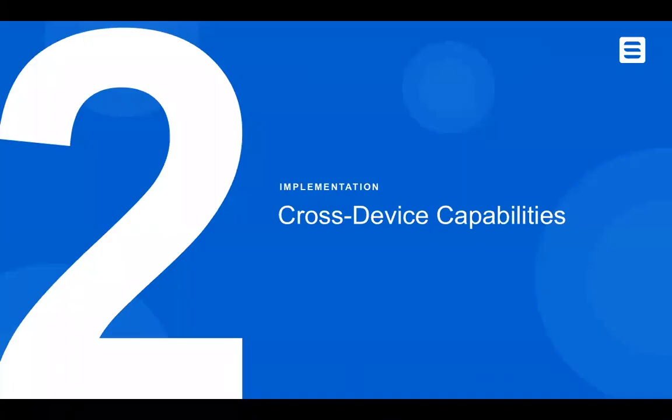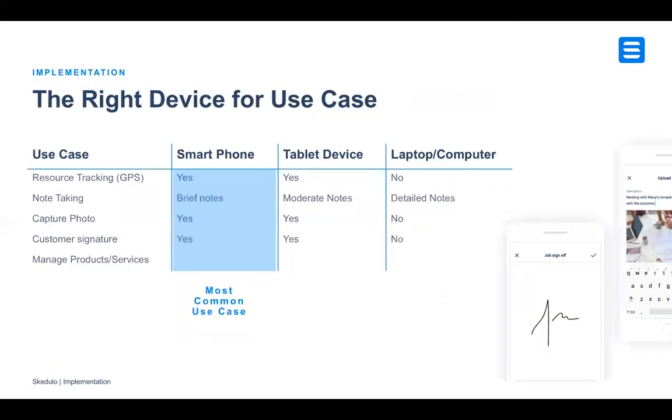The second tip I've got for you is around cross-device compatibility. A real challenge that a lot of prospects, as they're coming on board with Skedulo, have is around what kind of mobile devices should I get for my workers in the field? Or if they already have devices, are those devices appropriate? So I've created this little table to show a few examples of when is the right use case to use a smartphone versus a tablet versus a laptop or computer.